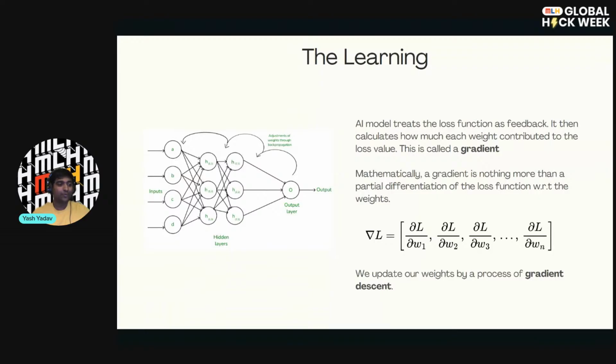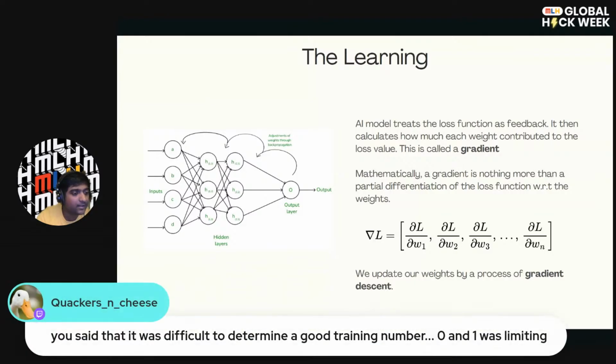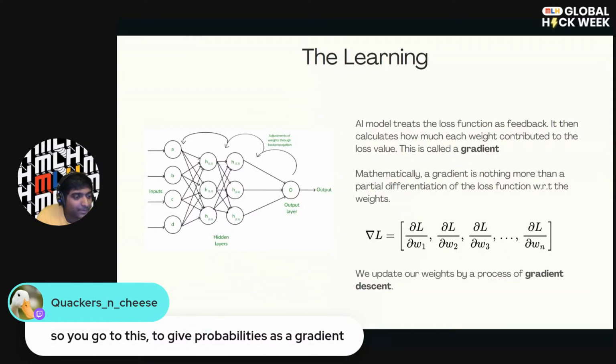And so what really happens is, okay, I'll quickly address this message. You said that it was difficult to determine a good training number. 0 and 1 was limiting. Oh, I still don't quite understand what you mean. Do you mean training number as in the bias that we are trying to train? So you go to this to give probabilities as a gradient, then use that as feedback. Yes, absolutely. You use probabilities as a gradient.